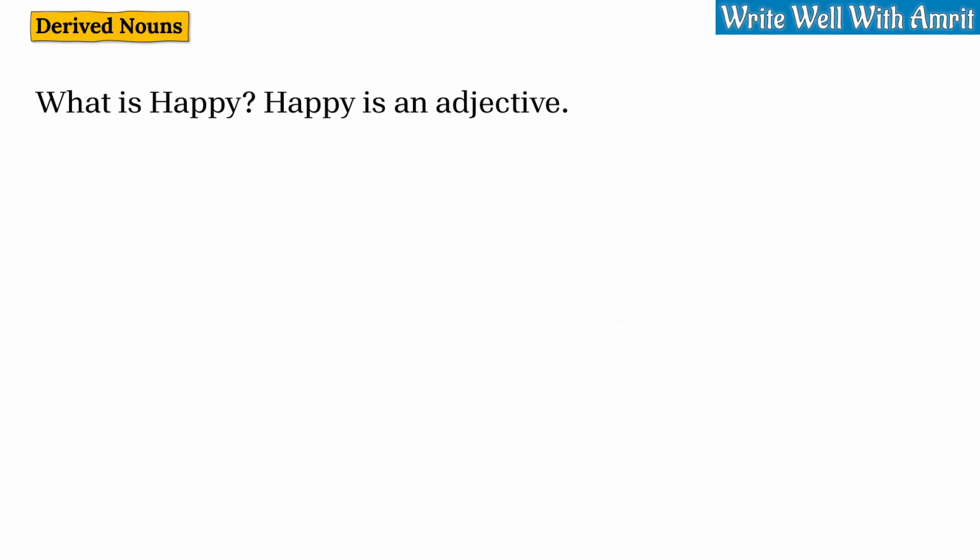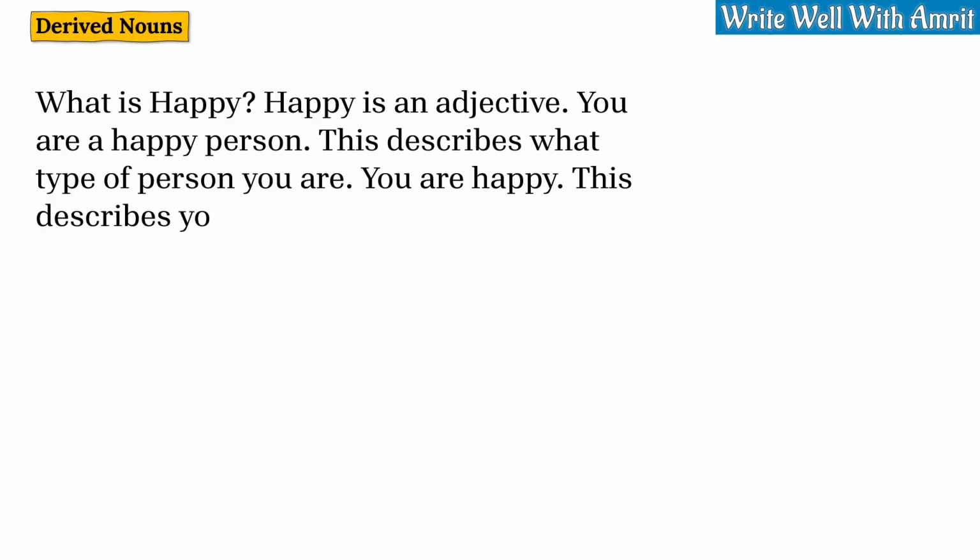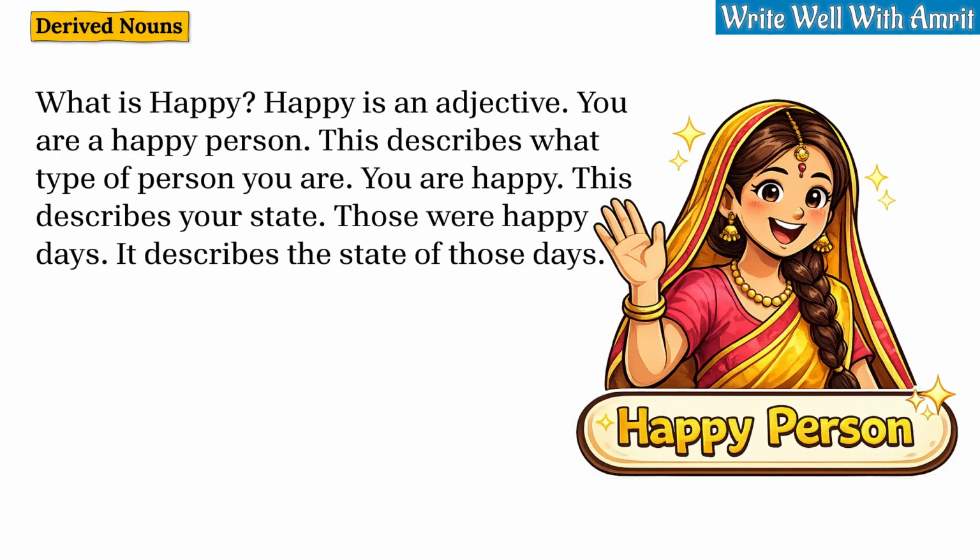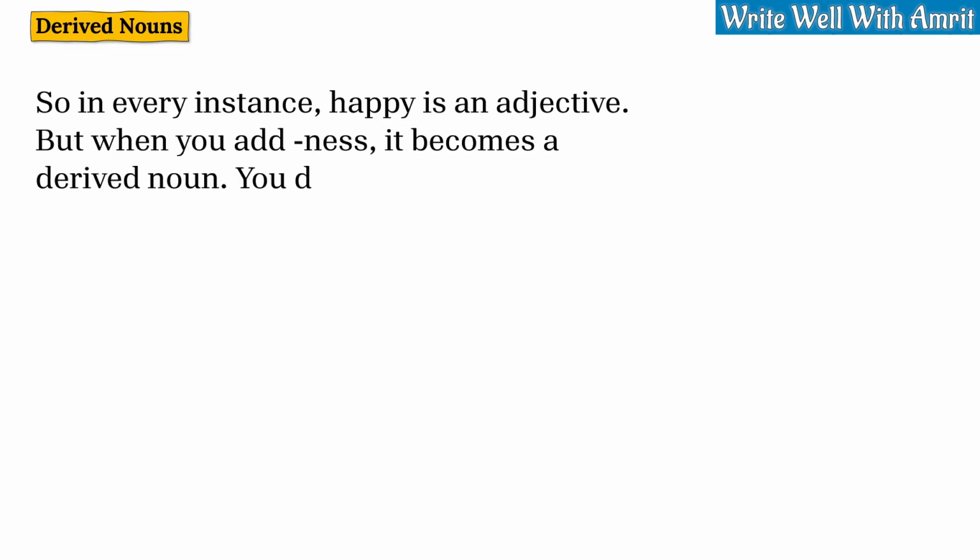What is happy? Happy is an adjective. You are a happy person. This describes what type of person you are. You are happy. This describes your state. Those were happy days. It describes the state of those days. So, in every instance, happy is an adjective. But when you add ness, it becomes a derived noun. You derive a noun out of an adjective.